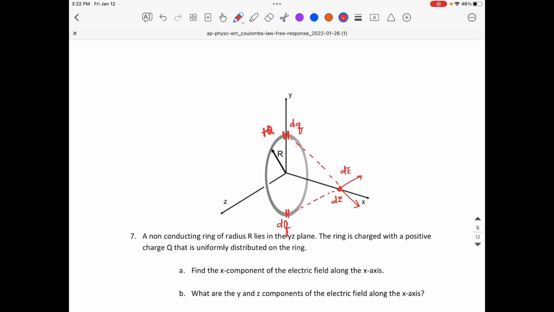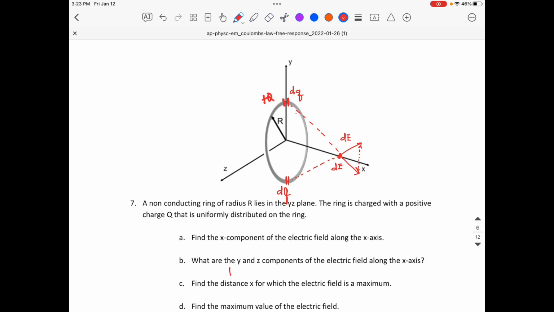So in order to find the x component, we can see here that the y component actually cancels out, if these are perfectly symmetric, which they don't look like it, but the y components cancel out, which is part of part B. So let me just clear that out. And then all we have left is the x component.